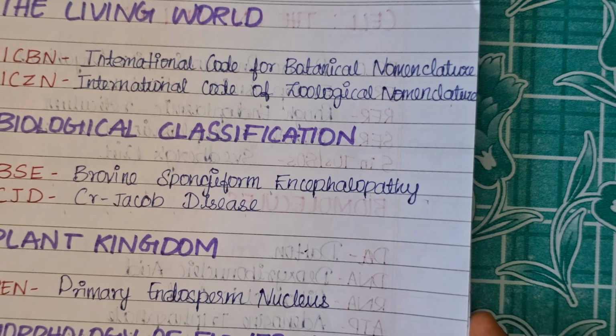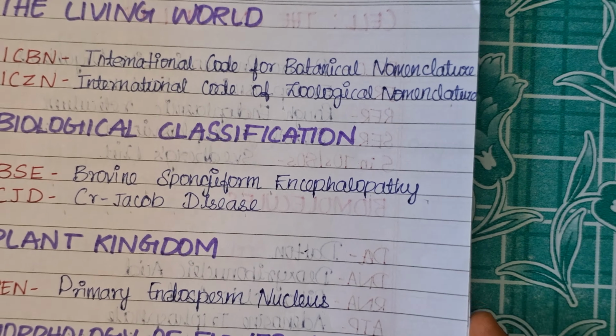Yeah, let's start. The first abbreviation, let's start with your living world, ICBN and ICZN. If you know the short trick for anything, just don't listen until I complete reading it. If you know that, just give the answer and you can skip the next one. ICBN, International Code for Botanical Nomenclature. ICZN, International Code of Zoological Nomenclature.